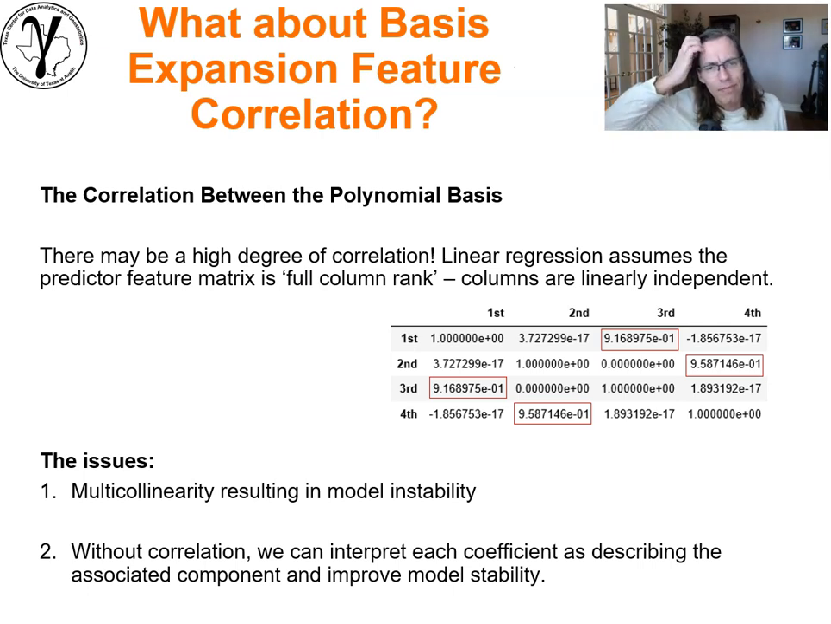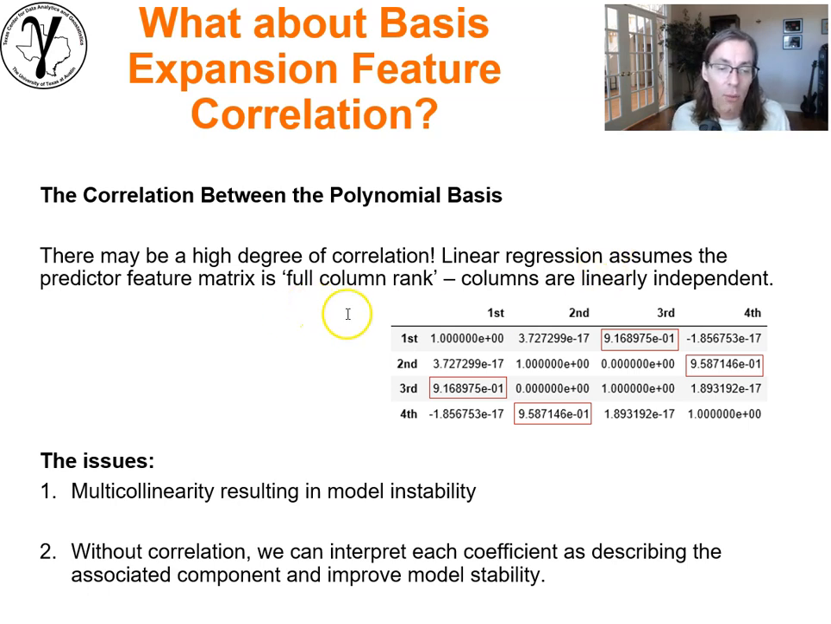So here's the problem. Can we say that our polynomial basis expansion in fact has a low degree of linear correlation between each of the orders? And the answer is we actually cannot. There exists a pretty high degree of correlation between our polynomial bases. Now, when we do linear regression, we're really assuming the predictor feature matrix is full rank. In other words, the columns are linearly independent of each other, and if we have m pieces of information, there are m pieces of information, and we don't have things as linear combinations of each other.